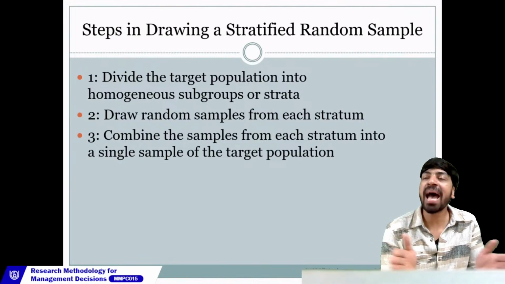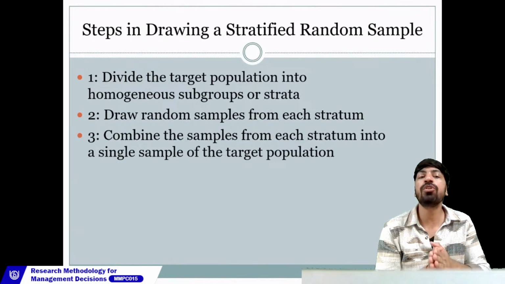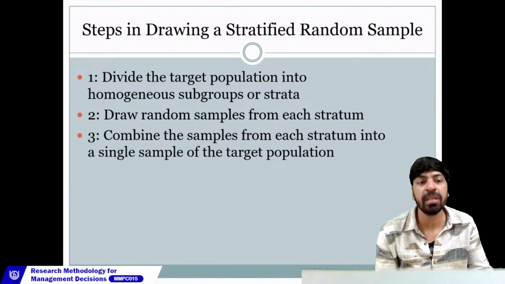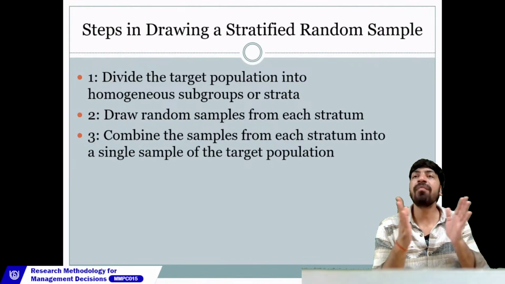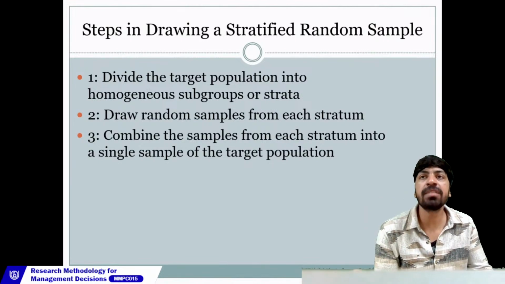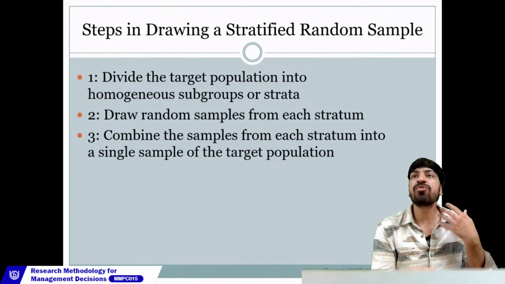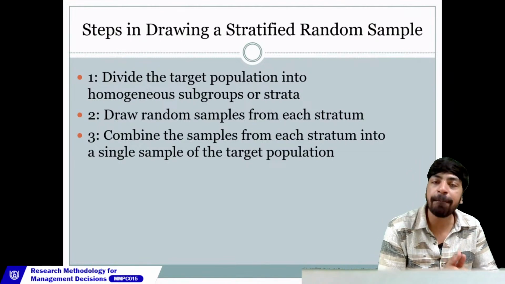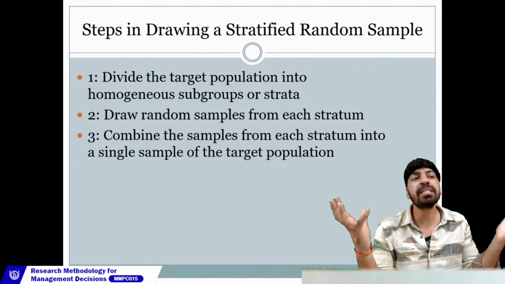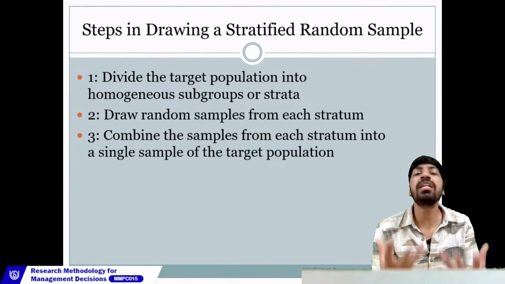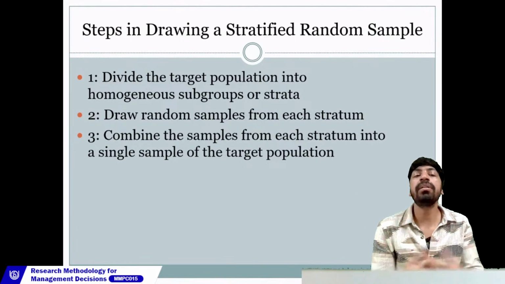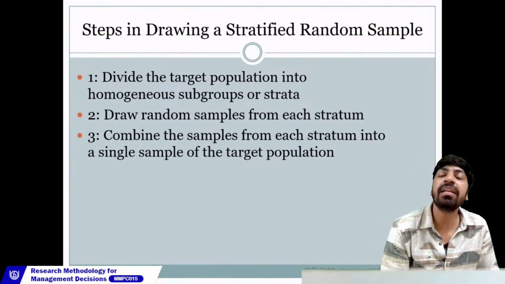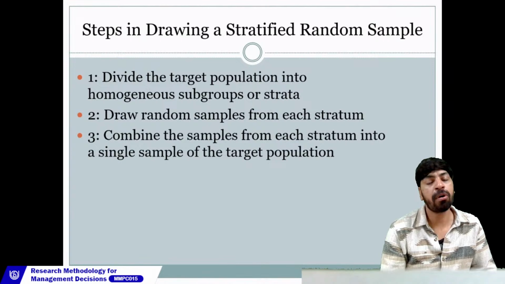Next is to combine the samples from each group into a single sample of the target population. So in the third step, you have to combine all the samples from each group and convert them into a single sample which represents the entire target population. That's the third and last step of stratified random sampling.